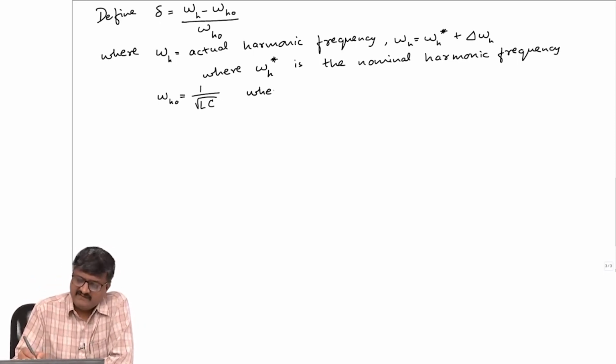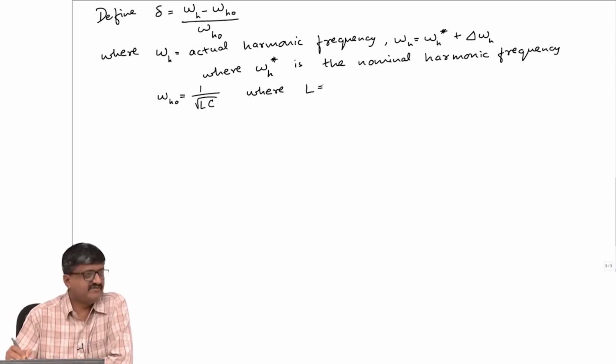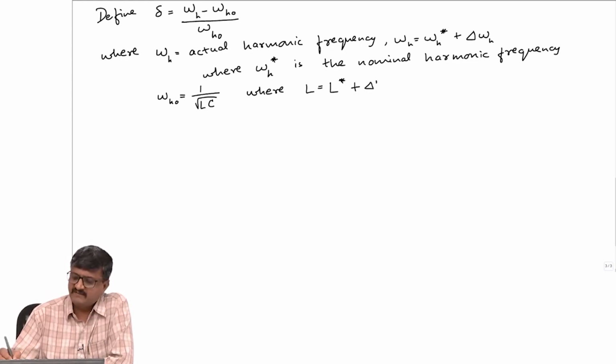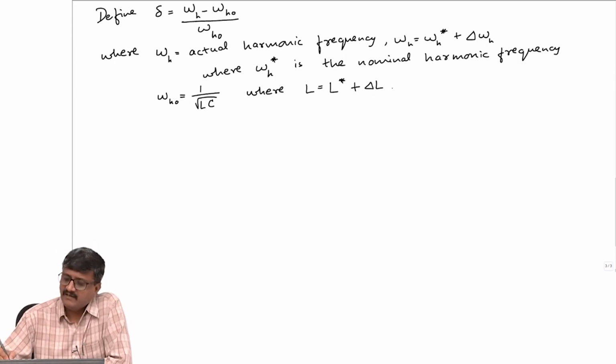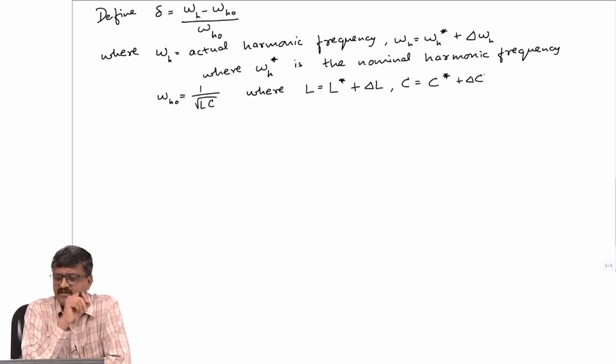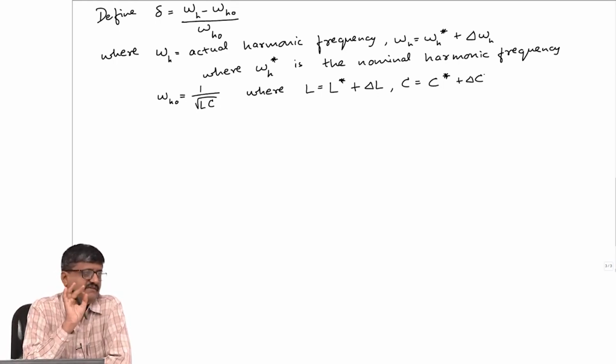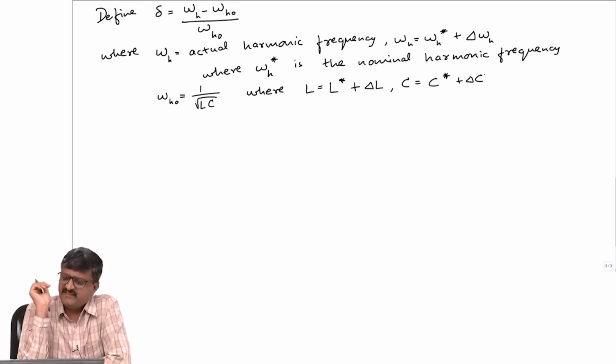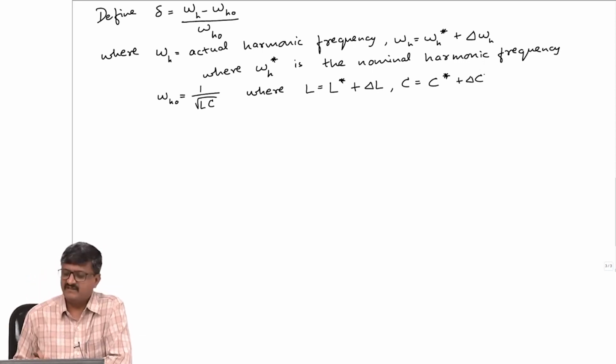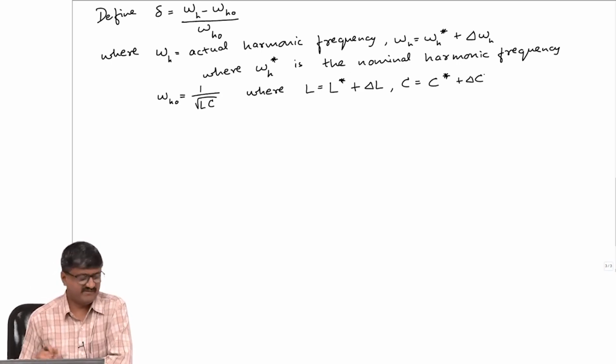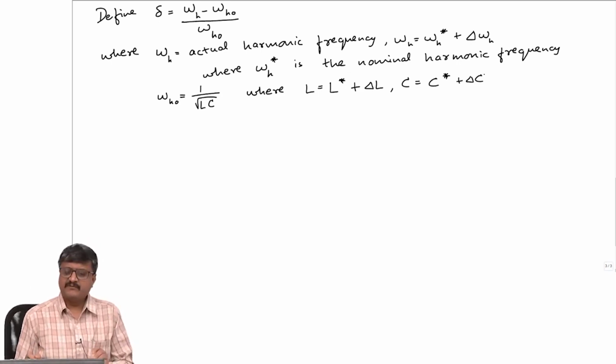Now, as I said, L and C themselves are not constants. So, I write the expression for L as a nominal value L star plus delta L, and C is equal to C star plus delta C. Please note omega h star, L star, C star are all constants, they are some fixed values. The deviation is in the form of delta omega h for frequency, delta L for inductance, and delta C for capacitance.